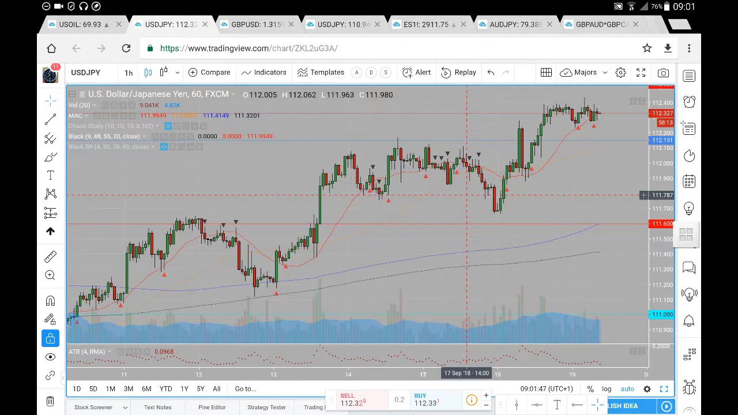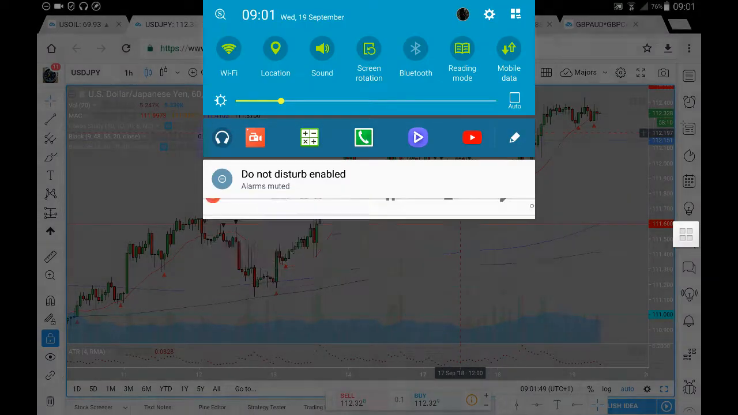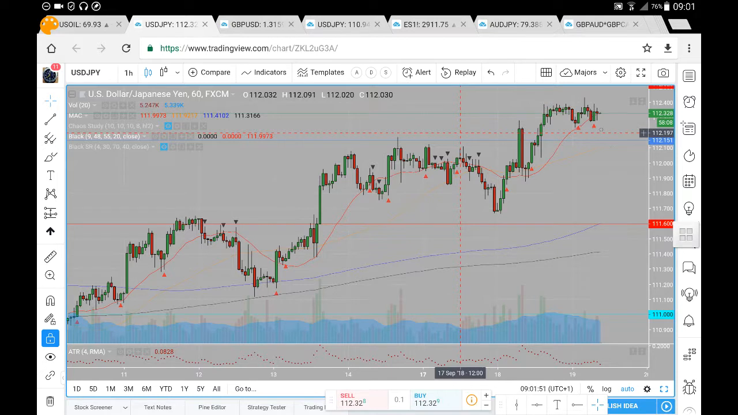So this US dollar Japanese yen analysis for Wednesday, 19th of September. Now let's just have a look at them prices and where prices may likely go.